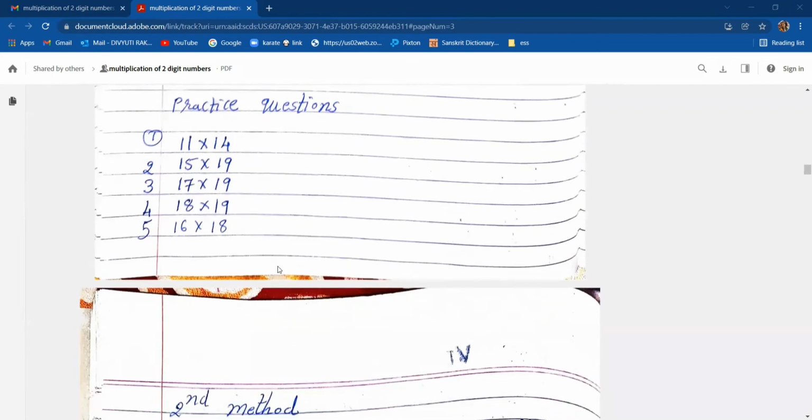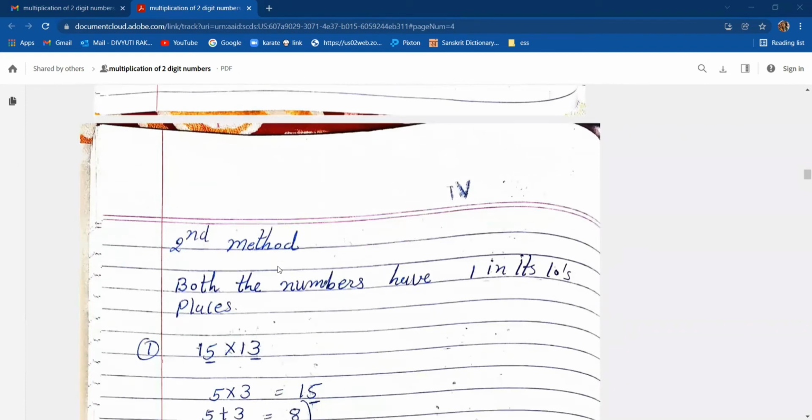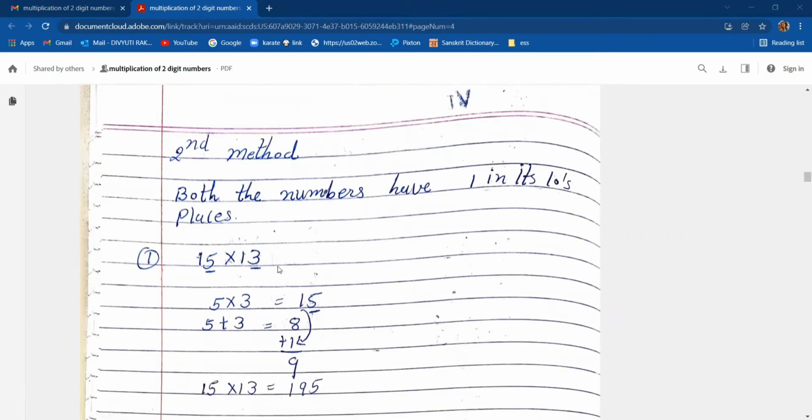Okay. Now let's move on to the next method, for this kind of numbers only, where 1 is in the tens place. The next method is simpler than the previous method, but the final choice is yours; whatever method you like, you can apply.